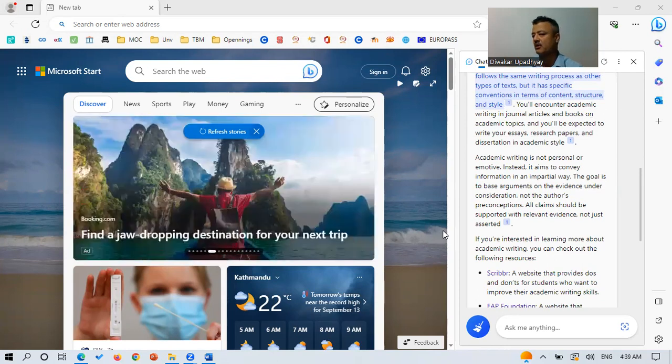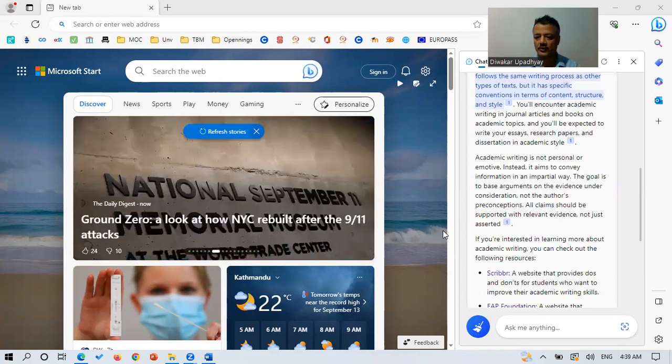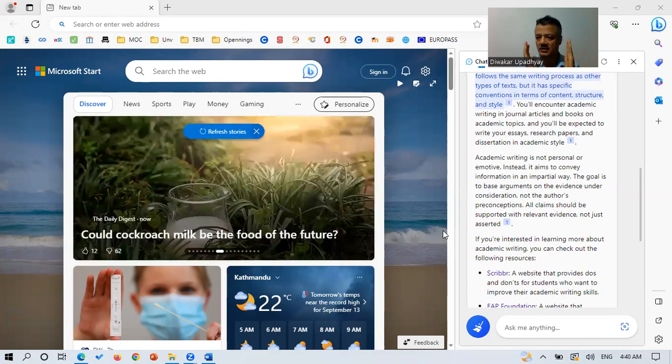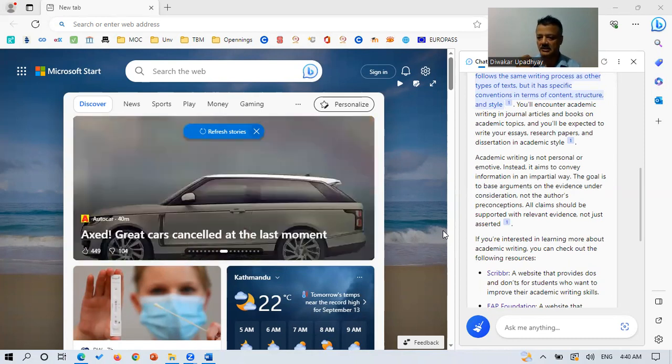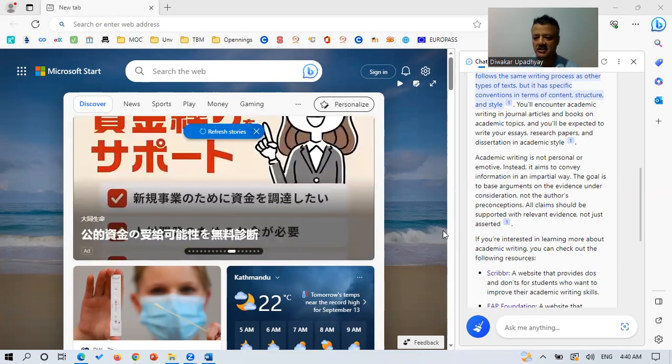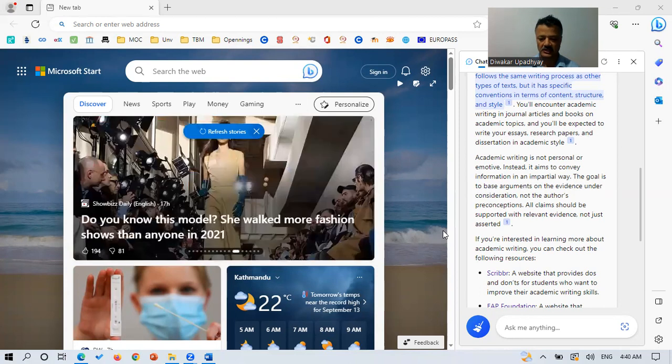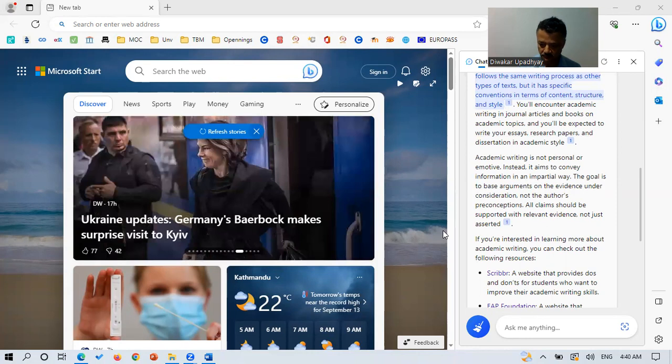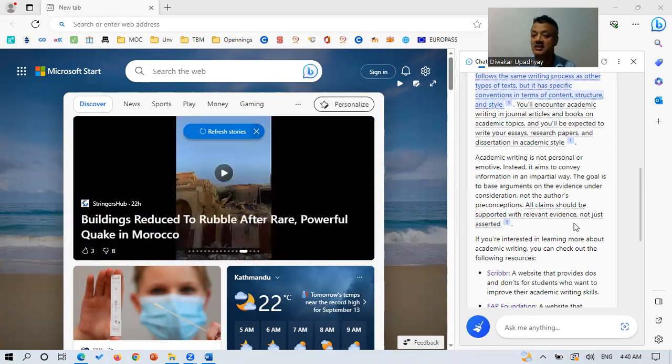The most important thing about academic writing is that it most often uses argumentative writing, where you make a statement or claim, then offer credible reasons to support the claim, and then offer evidence to back up the reasons. So academic writing is primarily argumentative. It offers credible reasons and evidence to convince the readers. All claims should be supported with relevant evidence, not just asserted.